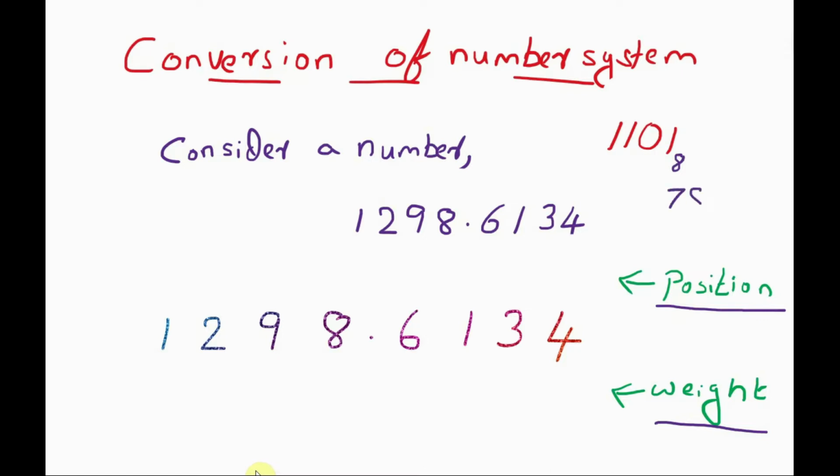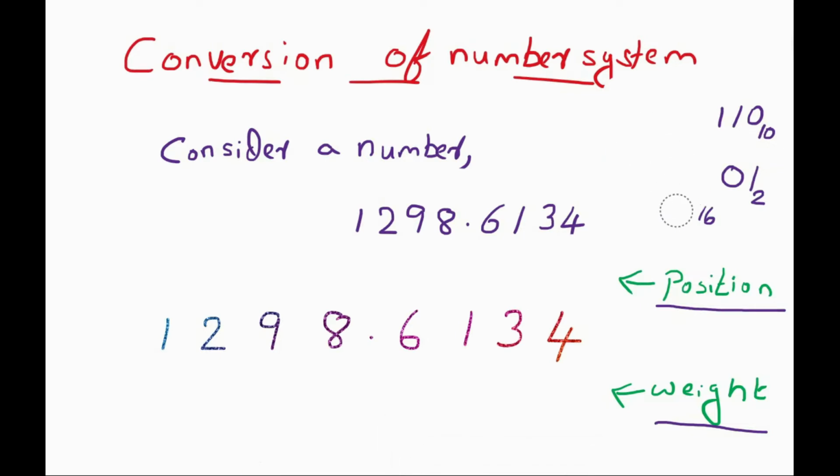So, 78 is a number. If I write it to the base 16, this means 78 is a hexadecimal number. If I write 110 to the base 10, that means 110 is a decimal number. If I write 01 to the base 2, that means 01 is a binary number.